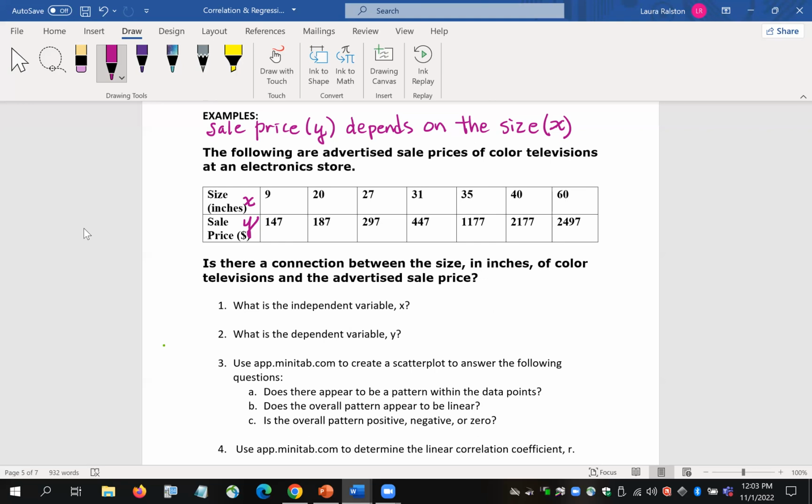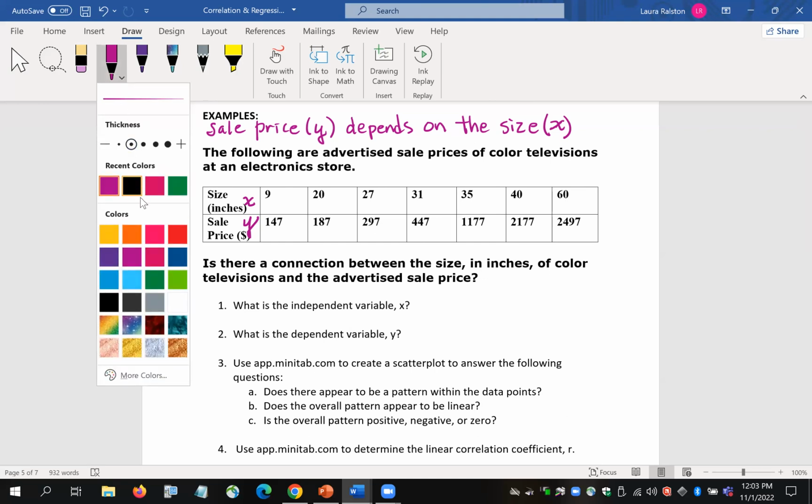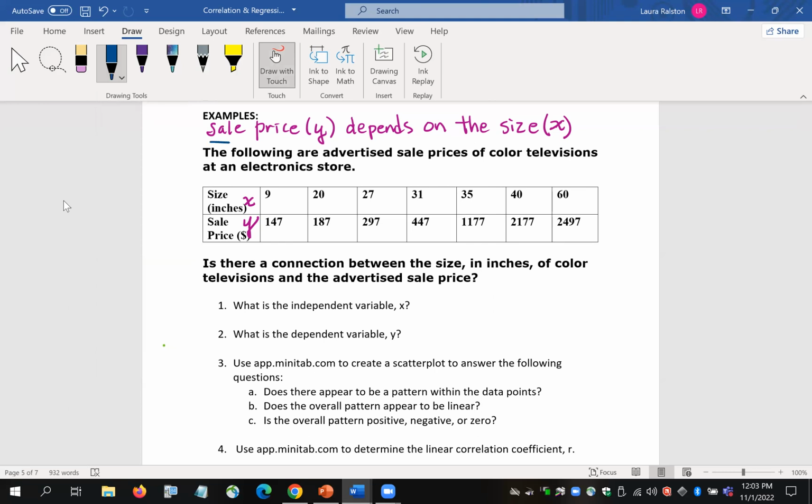Okay, so based on that, and not just relying on what I know about the table itself, the sale price is going to be the Y because the first one is your dependent and the second one is your independent. So my independent is going to be the size in inches of TV. The dependent is going to be the sale price, and it's in dollars.